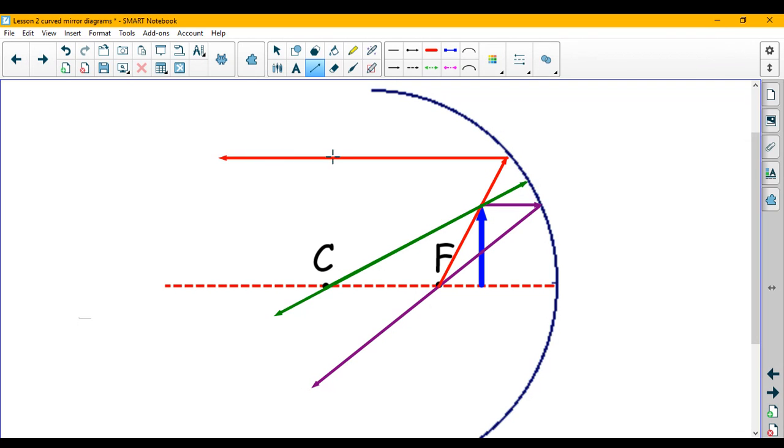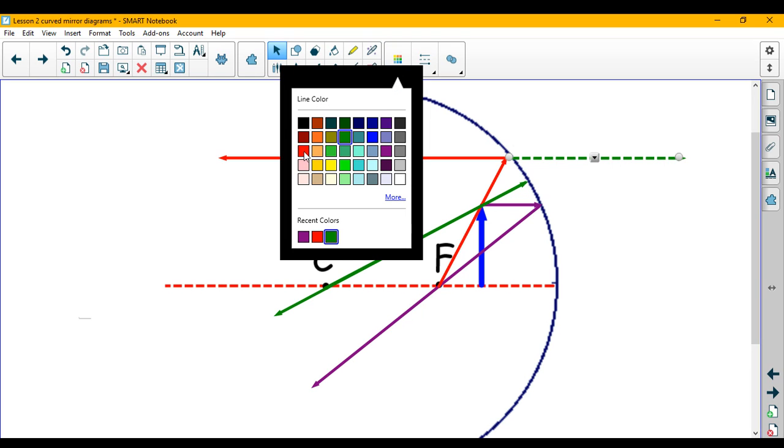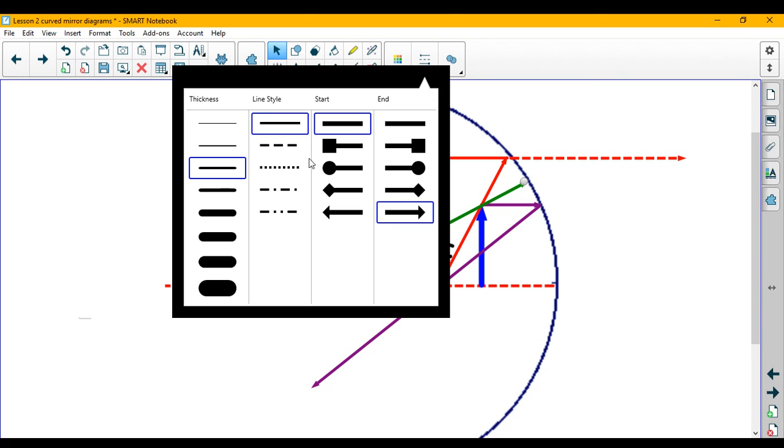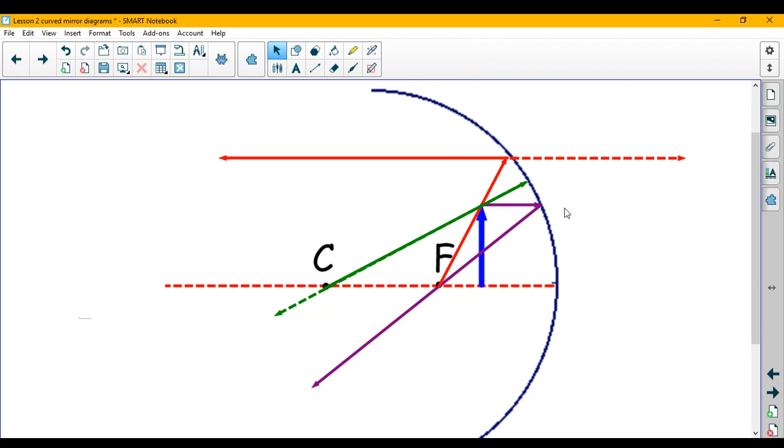So this first reflected ray would have entered my eye, and my brain's going to trace it back, and my brain really and truly believes light travels in a straight line. So it's going to trace it back along this path, and I'm using a dotted line to show that I'm tracing it back. I'll make it red so it matches, and my brain is going to trace that back. Then my brain will trace back the second one. And the second one, it's going to trace this line, right? This one coming off, it will trace it back.